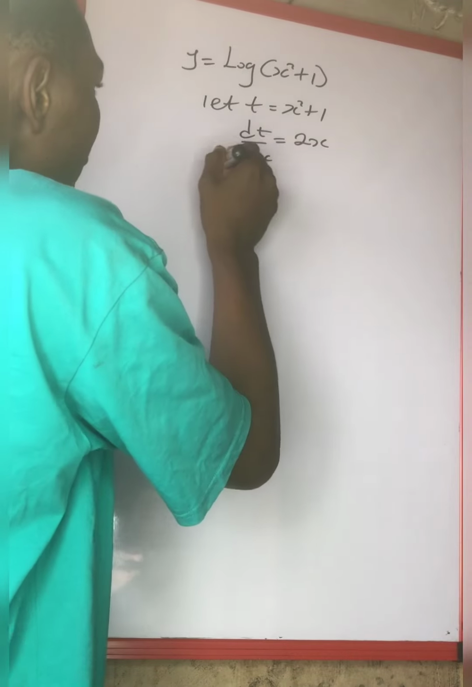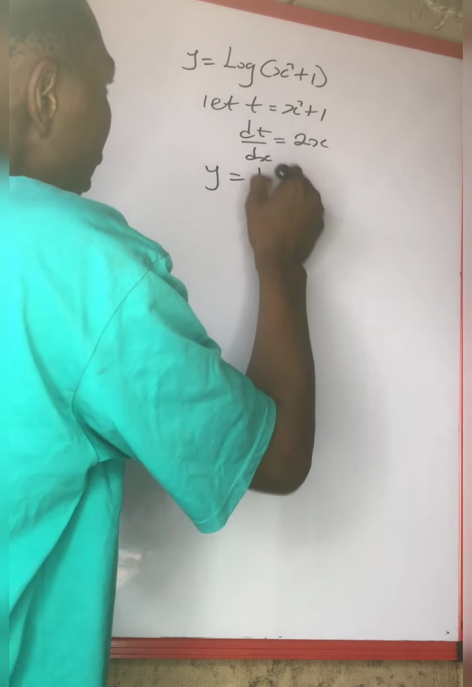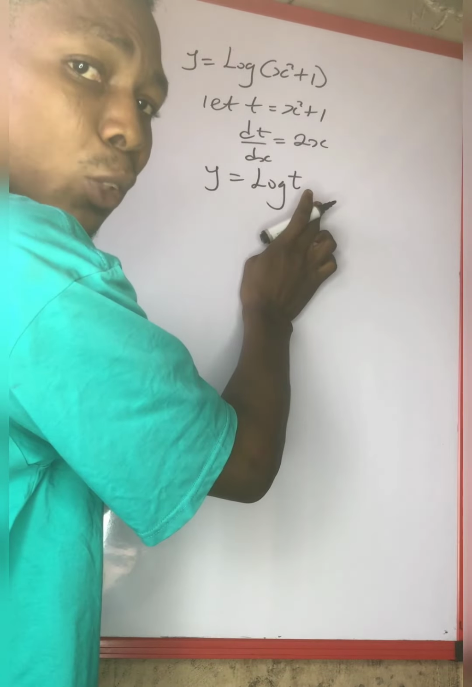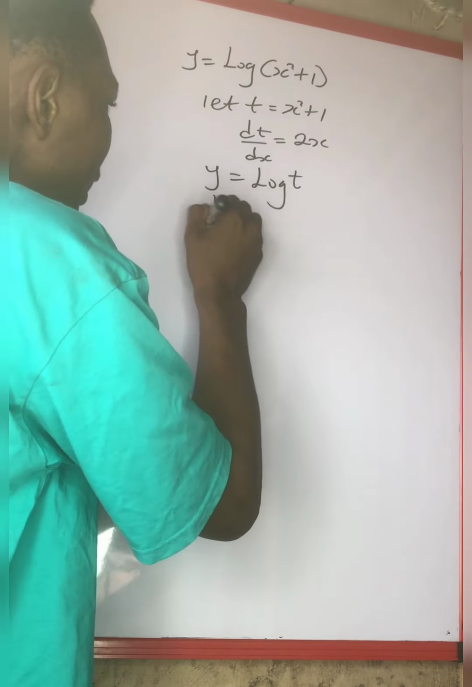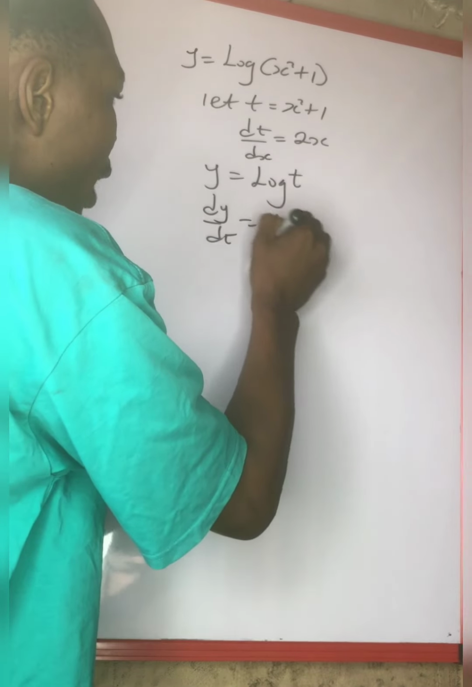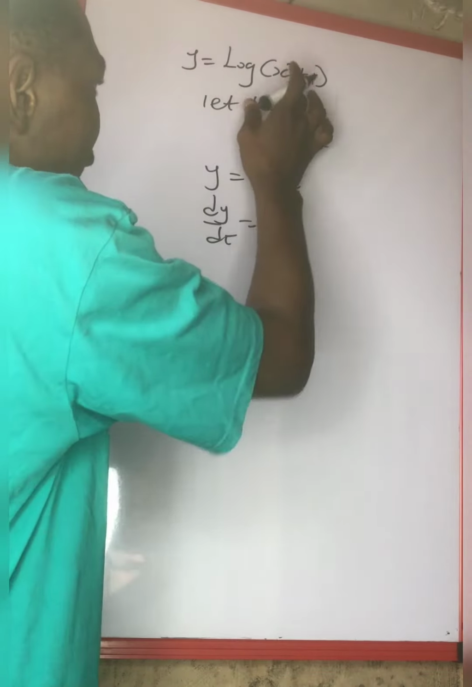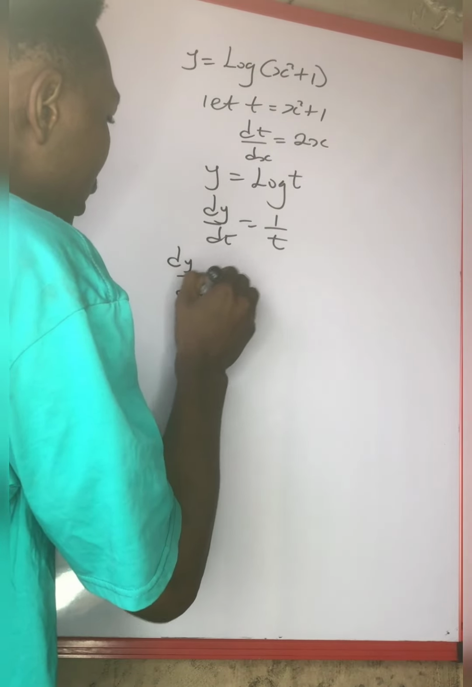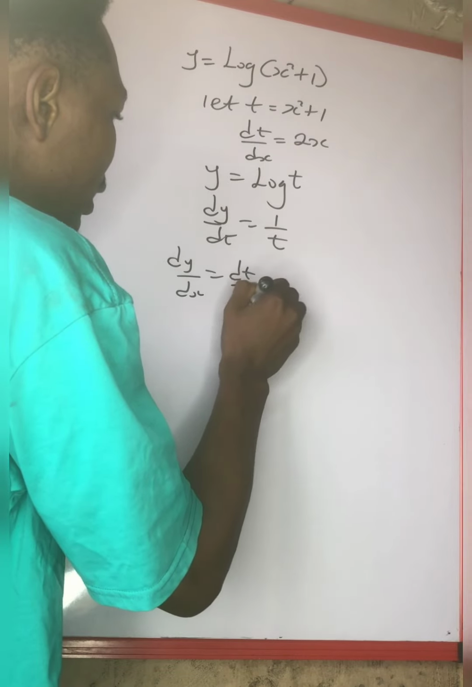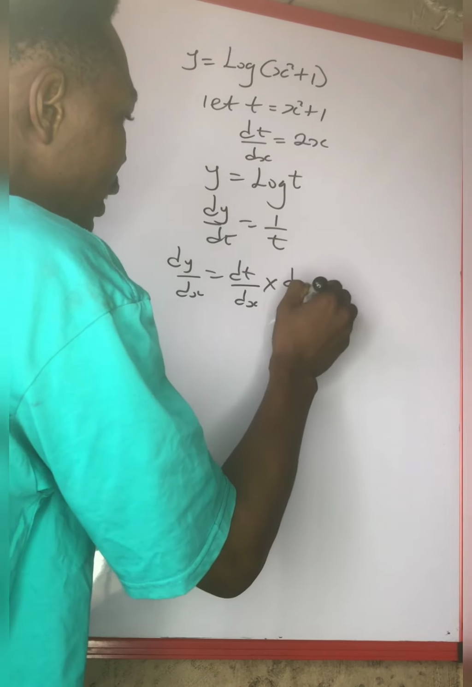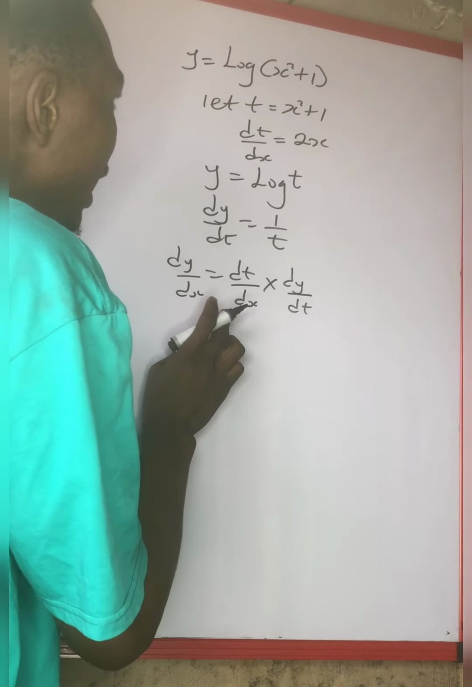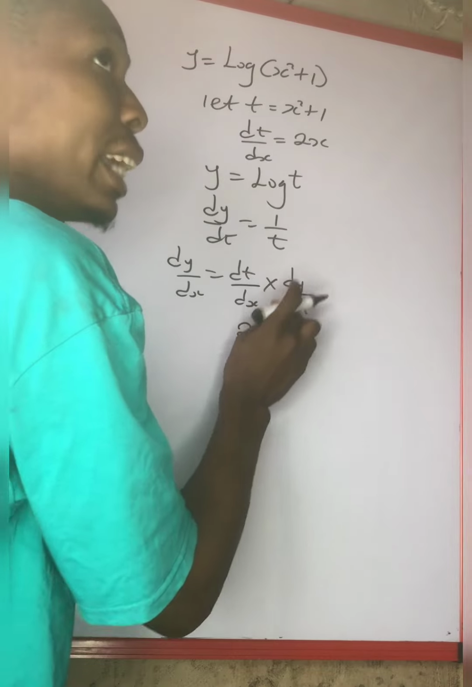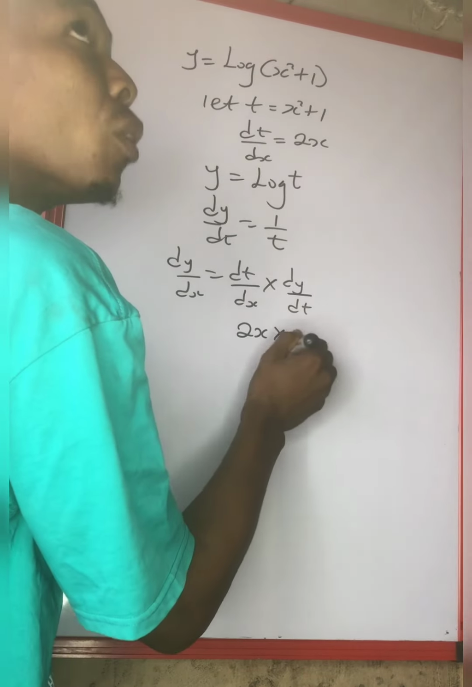2x. So from there, our y is going to be log, and everything here is representing what? t. You can differentiate y with respect to t. It becomes dy/dt equals 1 over t. Now, to get dy/dx, we multiply these two things together. So our dy/dx is equal to dt/dx times dy/dt. Our dt/dx is sitting as 2x times dy/dt, which is 1 over t.